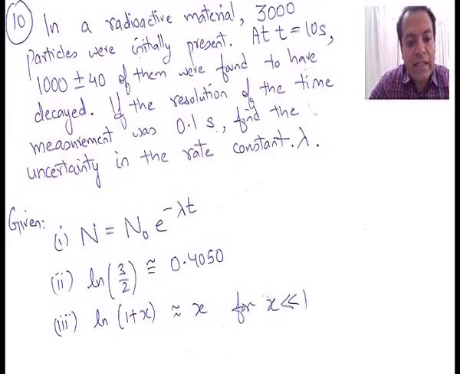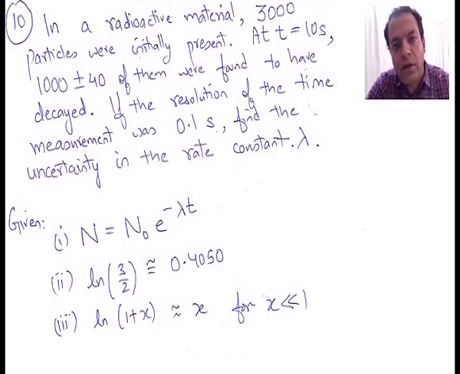Here is the last question for the class today. We go back to the propagation of errors, and in this problem I have chosen from radioactivity. In a radioactive material there are 3000 particles initially, and in this material the radioactivity is very rapid, so it decays very rapidly. Typically you have radioactivity over a period of say 1 year, but here I have chosen a very small time. In 10 seconds, 1000 plus minus 40 of them are found to have decayed.